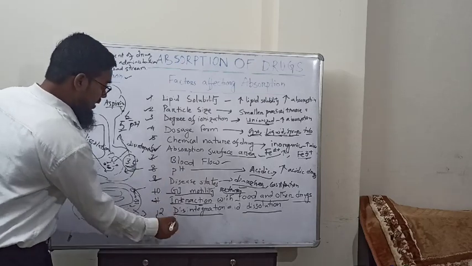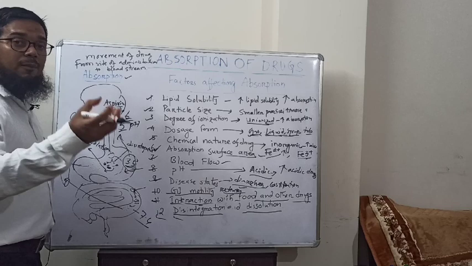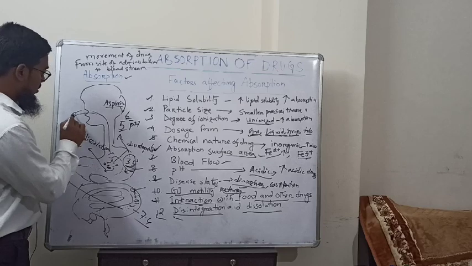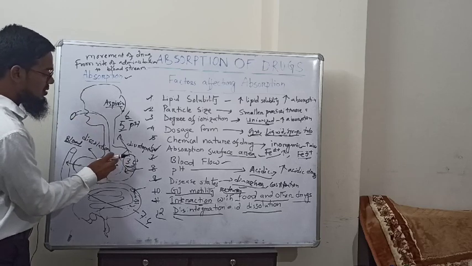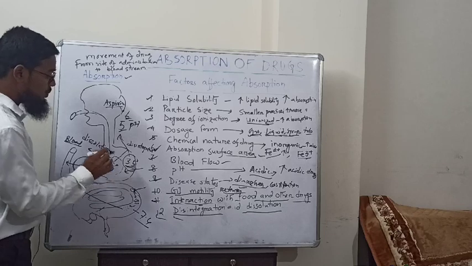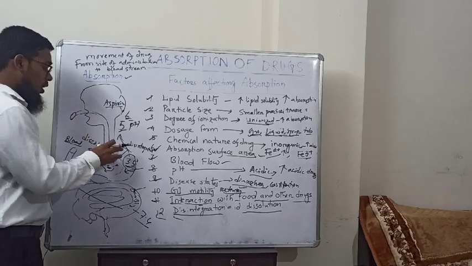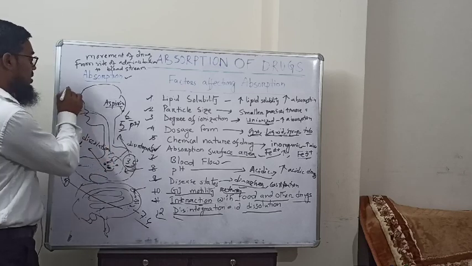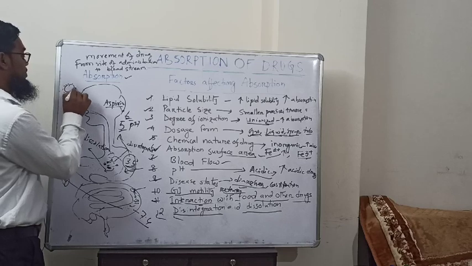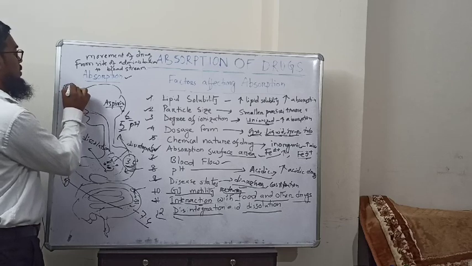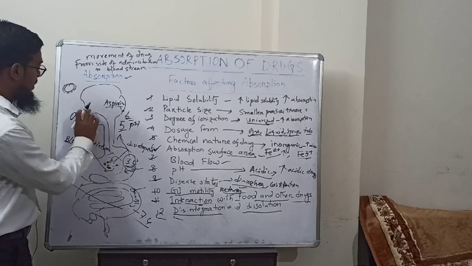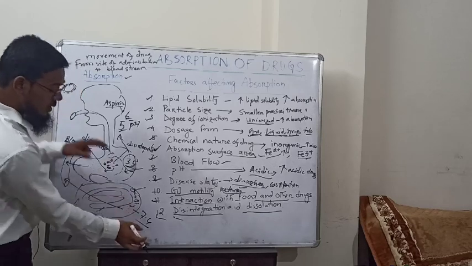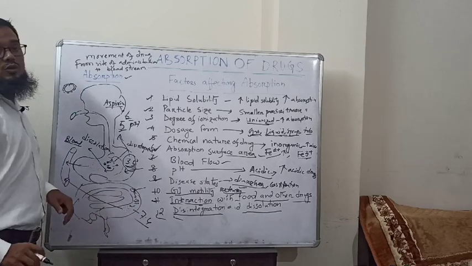Disintegration and dissolution are mainly applicable to tablets and capsules. If we take a drug in tablet form, it needs to disintegrate, and disintegration depends on the pH of the stomach. Some drugs will not disintegrate easily. Suppose this is a tablet, and it is coated, meaning covered. Then it will not disintegrate in acidic pH; it will move to the basic pH, and there it will disintegrate and the absorption will take place.